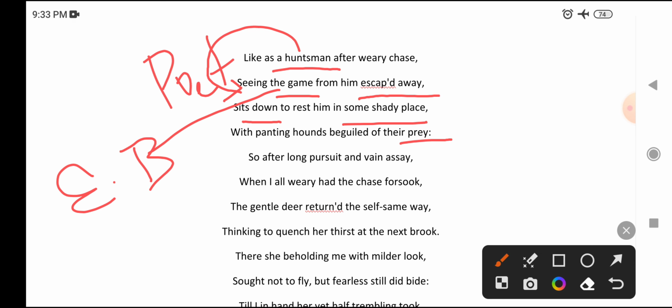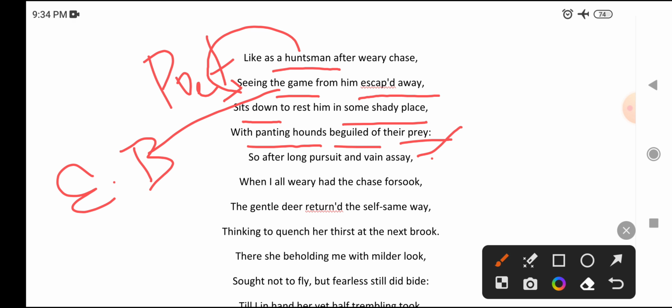Huntsmen usually go with hounds. Hounds are the hunting dogs. The hounds are also panting by now, because they are beguiled of their prey; their prey has gone away from them. So when they are beguiled of their prey, the hounds and the huntsman both sit down at a shady place to just rest.